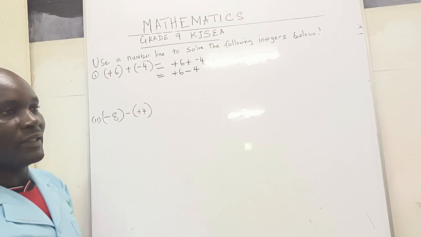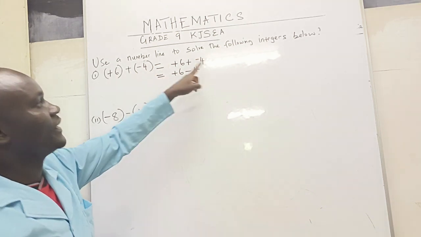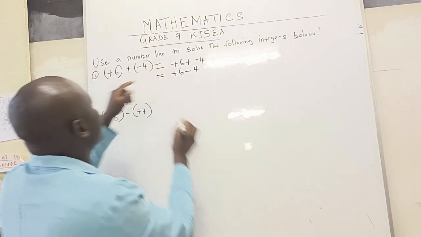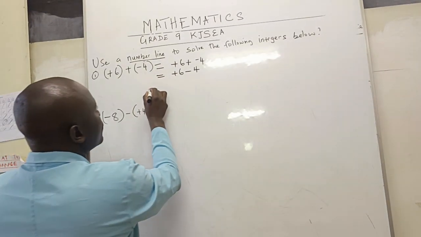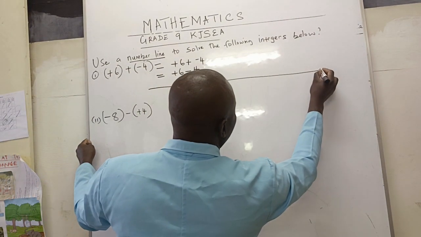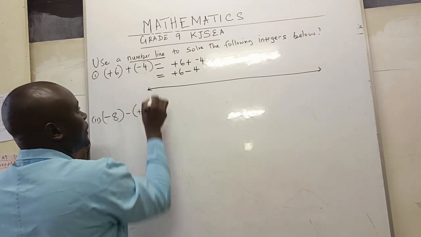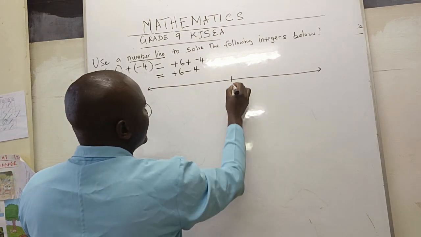Then now, get the answer using a number line. That is the question, using a number line. So I'll come here and draw my number line.